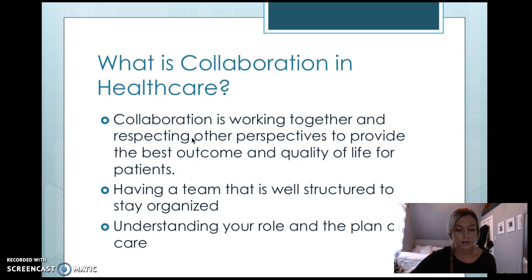There are many different ways collaboration in healthcare can be defined. Overall, collaboration is working together and respecting other perspectives to provide the best outcome and quality of life for patients. When providing care for patients, it takes a team to make sure the best quality care is provided appropriately for each individual. Having a structured team within the workforce can help keep organization flowing well. There are many different types of healthcare workers that help determine the outcome for the patient, making it very important to understand your role in the plan of care that you are going to provide.